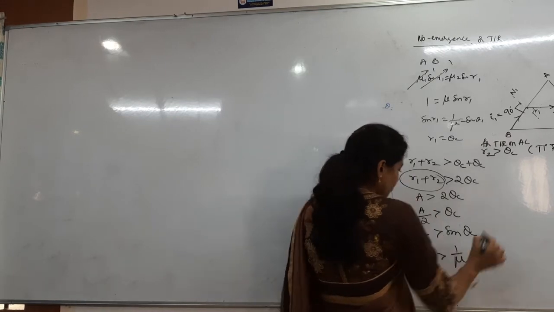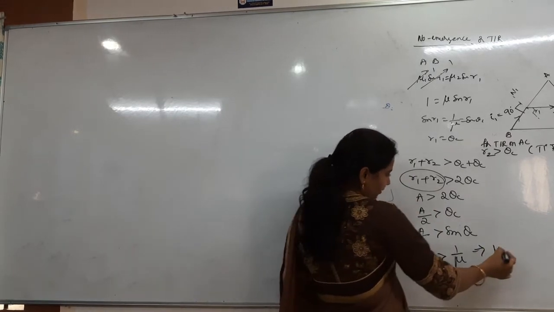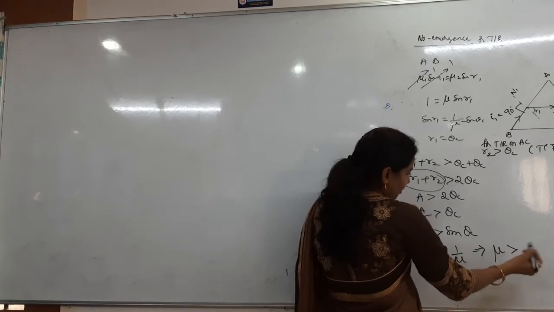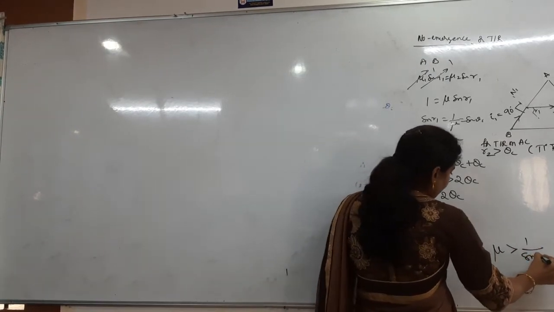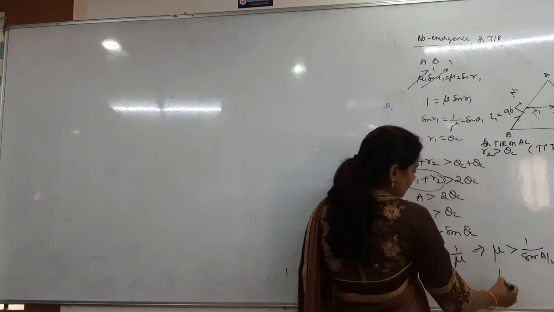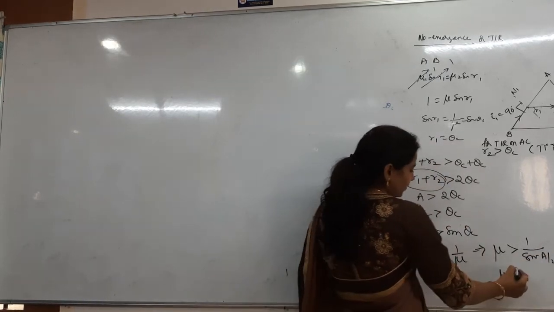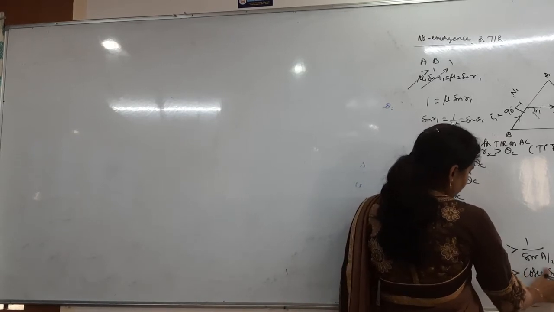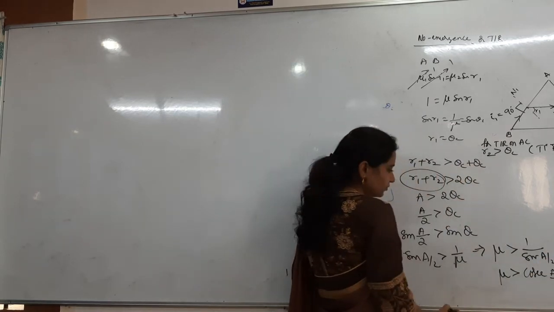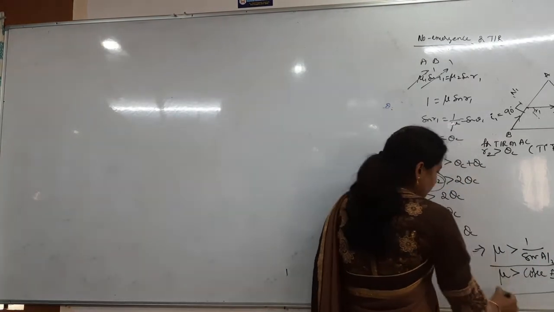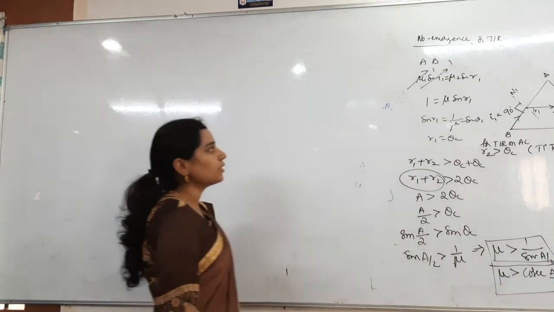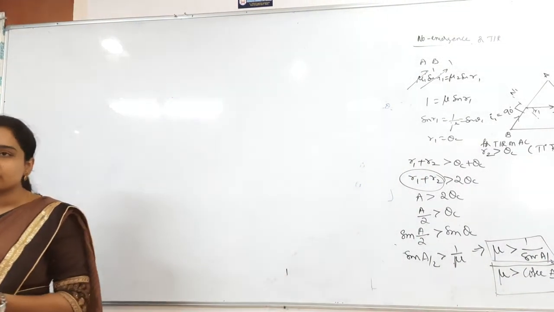Mu is greater than or less than? Mu will come to this side and then sine A by 2 will go to that side. Mu is greater than 1 by sine of A by 2. Still I want to minimize. 1 by sine will become cosecant. So mu is greater than cosecant of A by 2, that's it. Clear? This is our refractive index condition for the case of no emergence condition or total internal reflection condition.